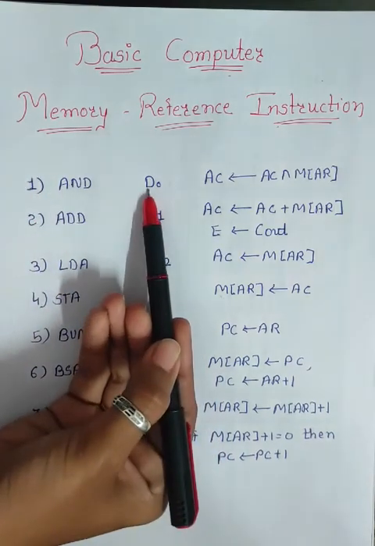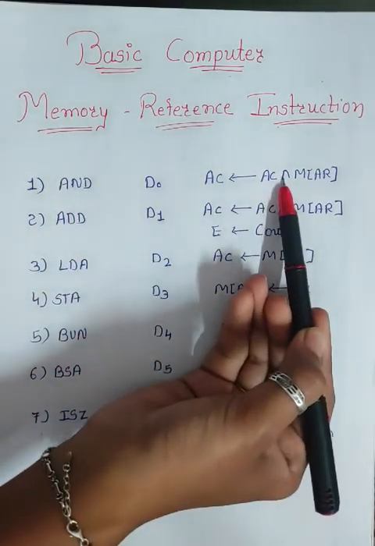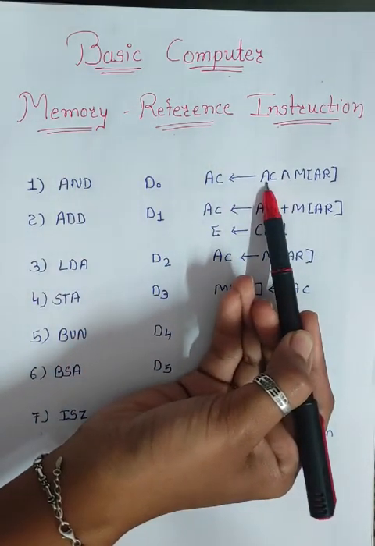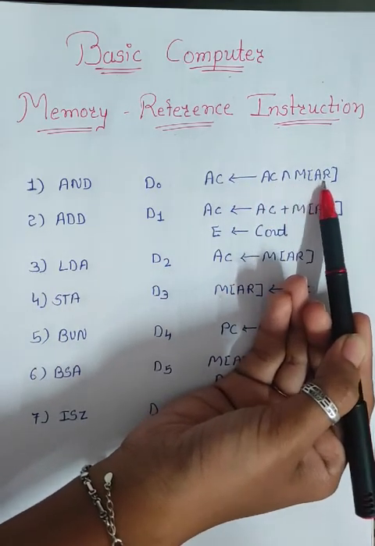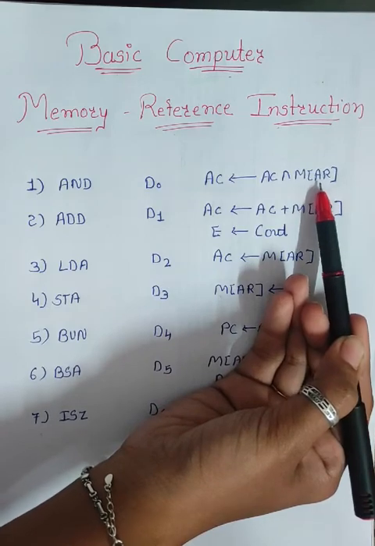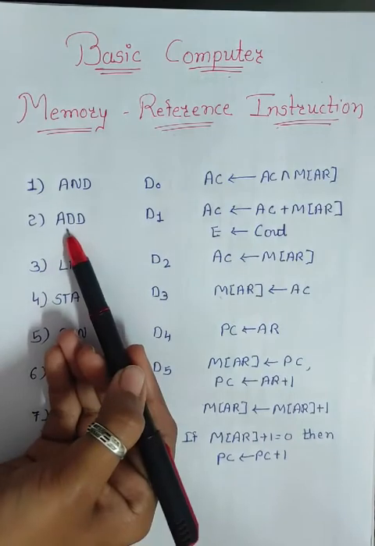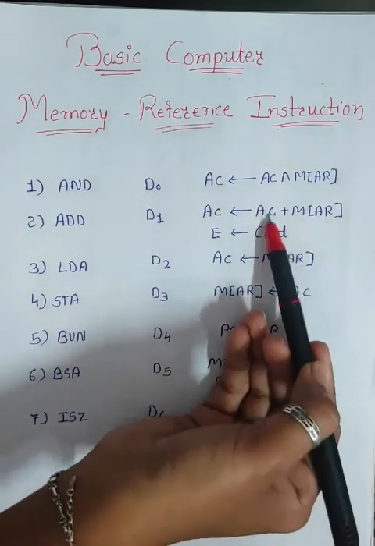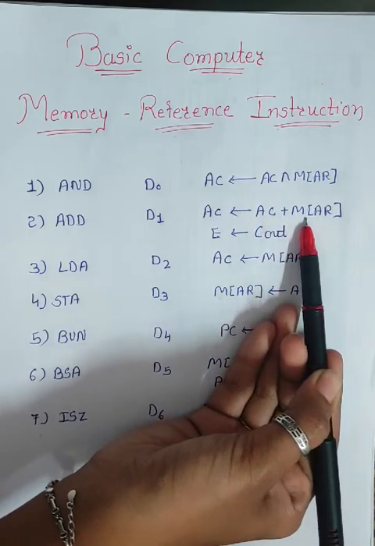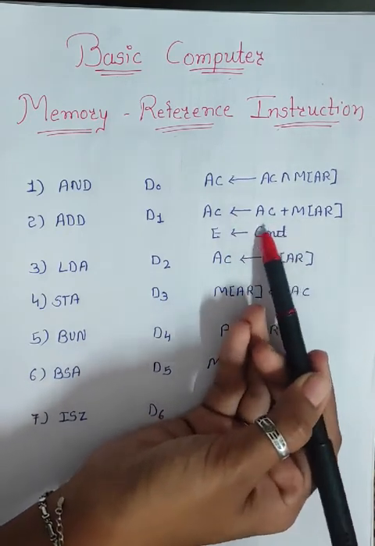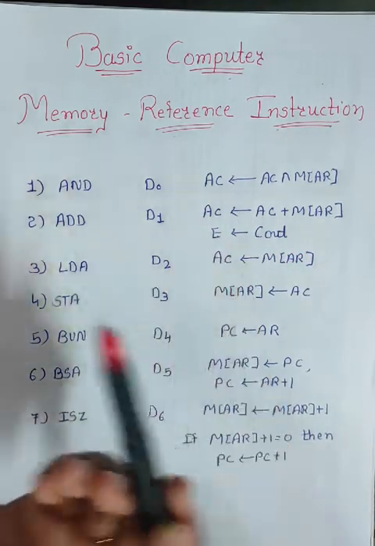If I have the D0 signal, that means it's an AND operation, and it will perform the logical AND between the content available in the accumulator and the content available in the memory. That effective address is available in the address register so that we can access that memory. Similarly, the ADD operation has the D1 signal. It will perform addition between the content of the accumulator and the memory, and the Cout, that's the carry, is stored in E, my extended accumulator.